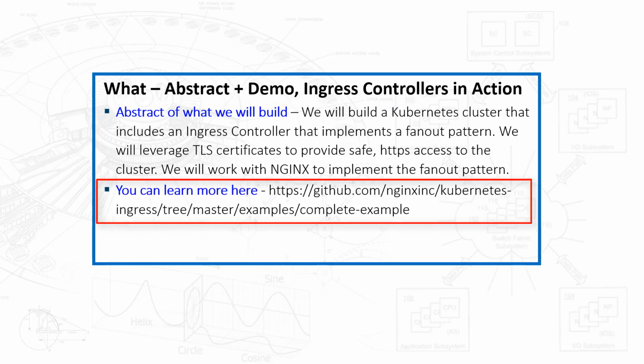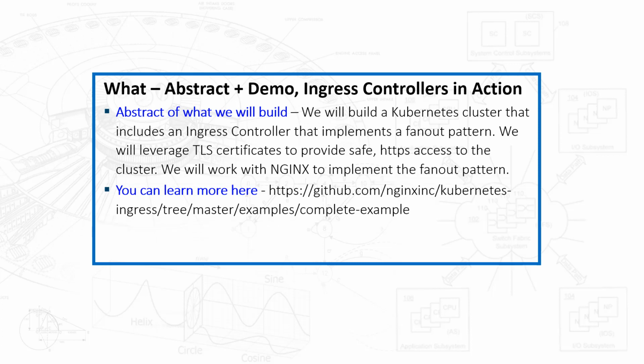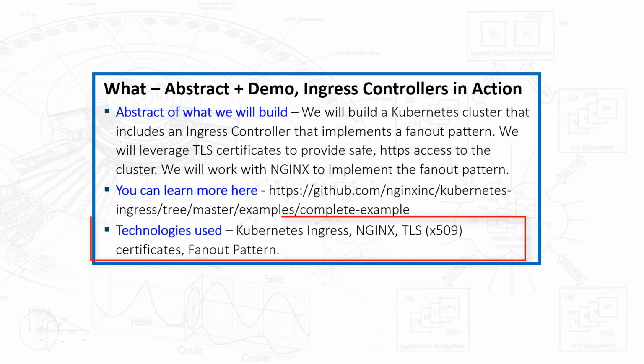I provide you an example here where you can go learn more. Much of what you see was based on that, although I would argue it was a little bit incomplete. The example we're going over here covers more bases. So if you had to list out all the technologies, it's Kubernetes Ingress, NGINX, TLS certificates with X509, and the fanout pattern.